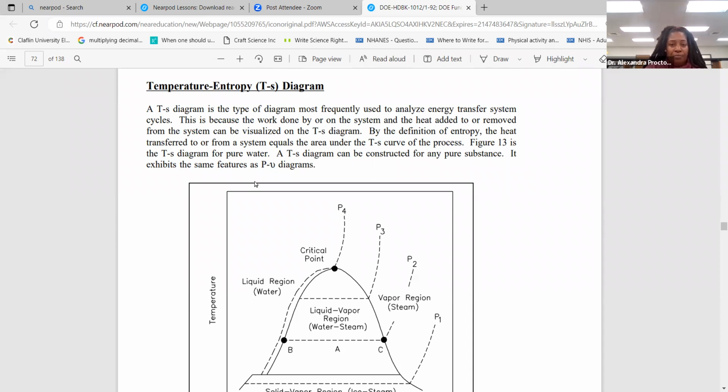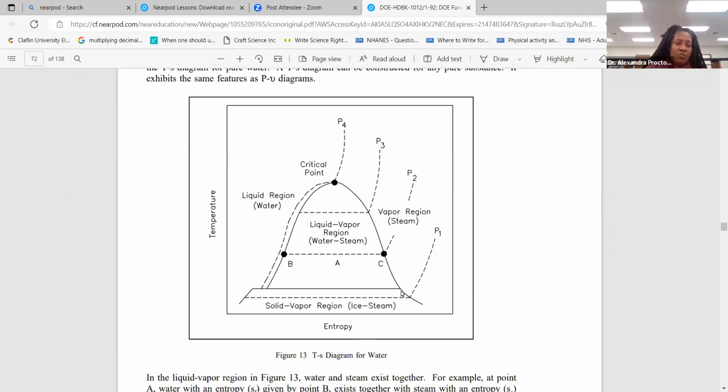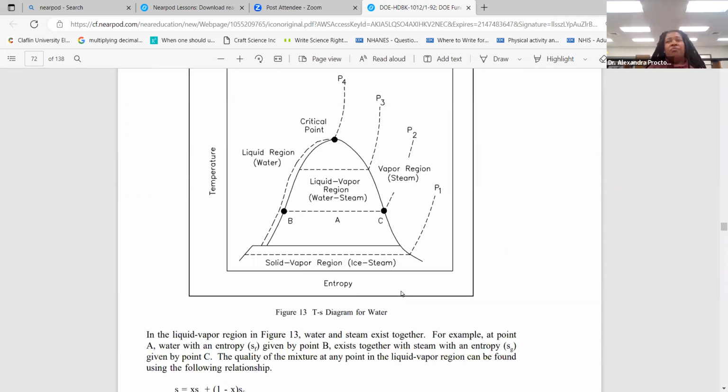And so figure 13 is this TS diagram for pure water. The TS diagram can be made for any substance, and it exhibits the same features as the PV diagrams. Okay. And so this is the one that we use the most as far as chemistry is concerned.